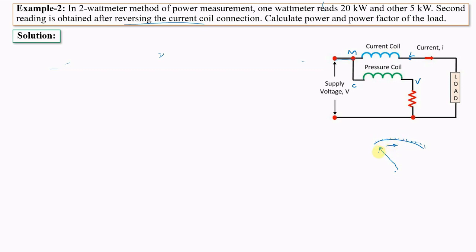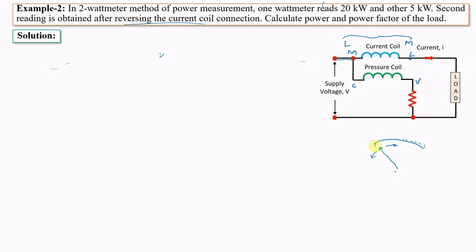But if the pointer moves in the opposite side, that reading cannot be obtained from this scale. So in this particular case, what happens? The connection of the current coil has to be reversed. That means the L terminal should be connected with the phase terminal and the load terminal will be connected with the M terminal of the current coil. So this concept is called the reversing of the current coil connection.